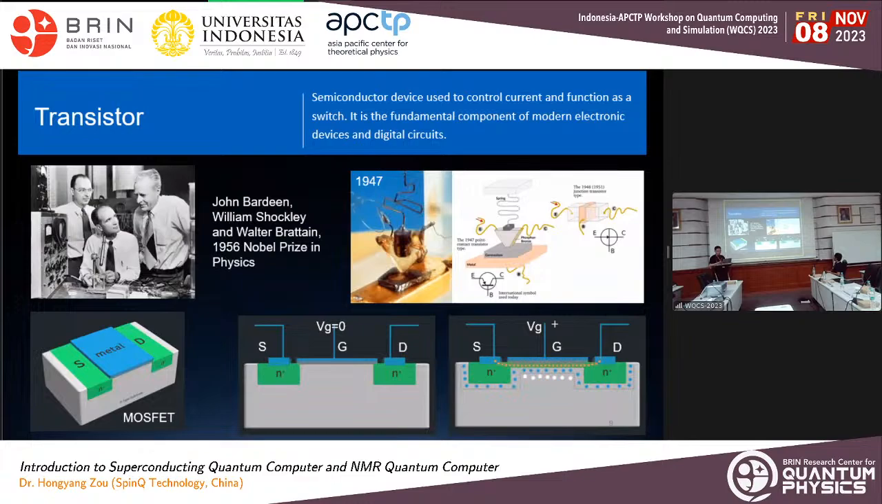And when it comes to the underlying hardware, we are talking about the metal oxide semiconductor field effect transistor, which is used to control the current or function as a switch. When this VT here is at high voltage, then this S and E are connected. The transistor is the fundamental component of modern electronic devices and digital circuits.